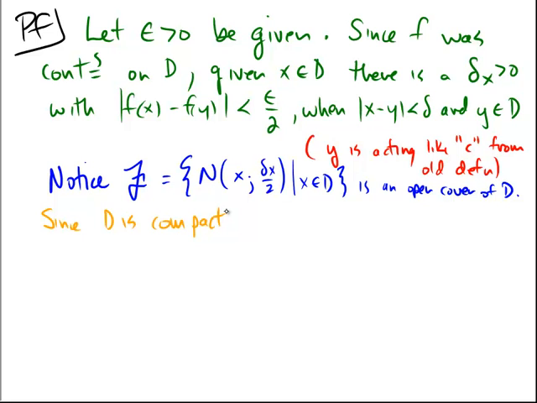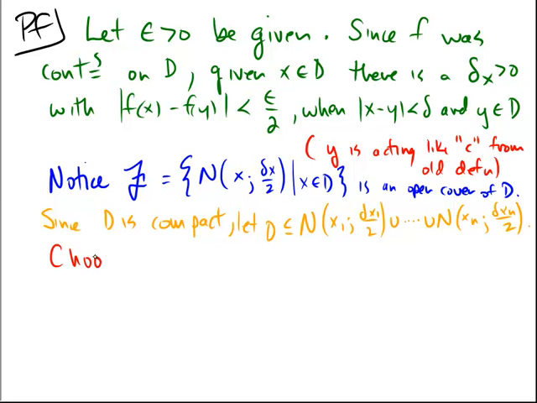So since D is compact, let D be a subset of some finite subcover of, let's say, the neighborhood of x1 with radius delta x1 over 2, union up to some finite point. That's the point of compactness, that we don't have infinitely many of these. And we'll let the last one be the neighborhood of x sub n with radius delta xn over 2. And that's finally going to give us the opportunity to choose our delta.